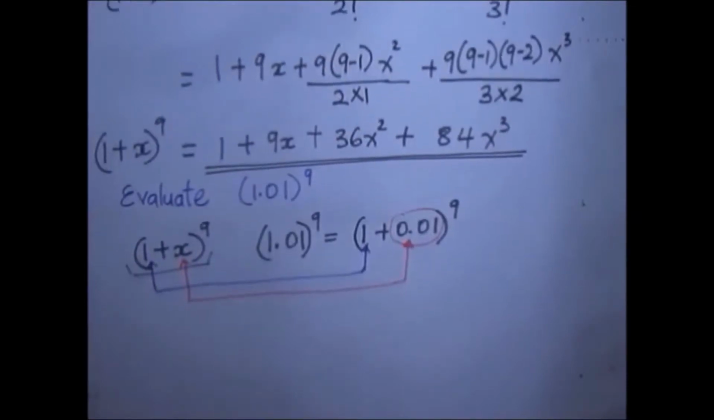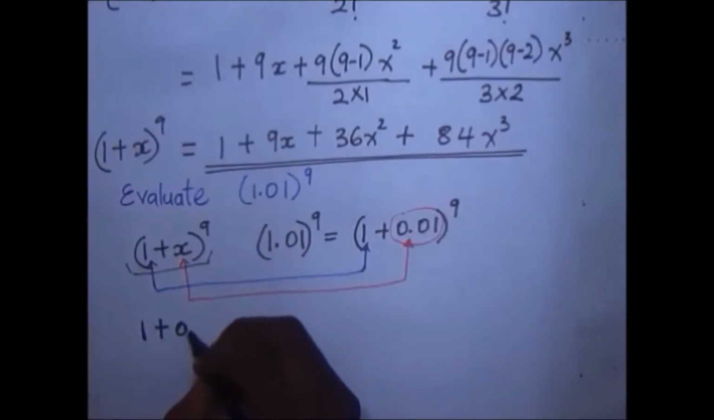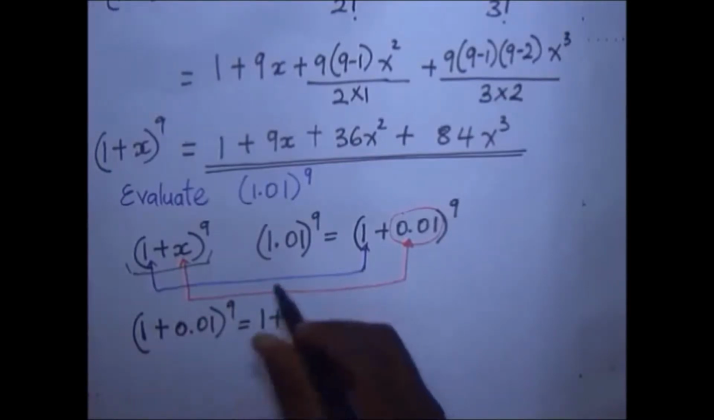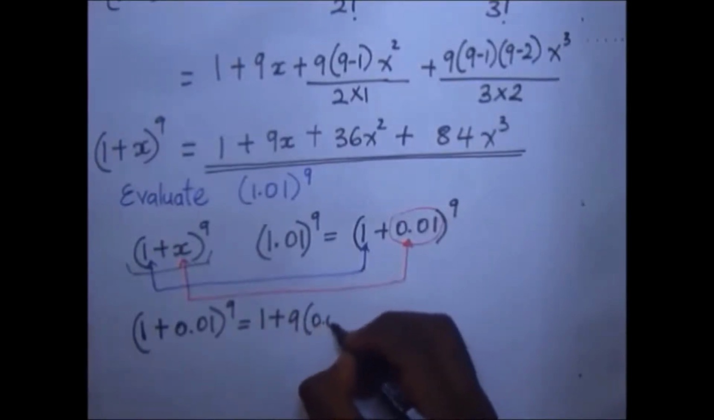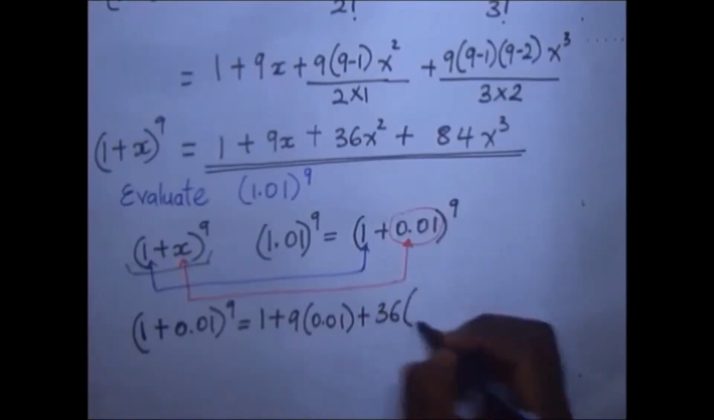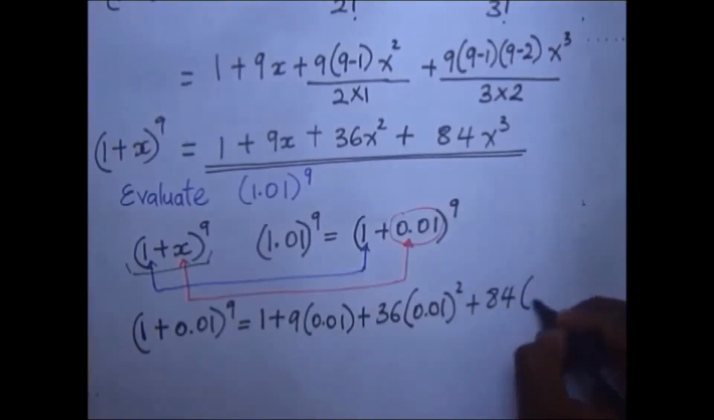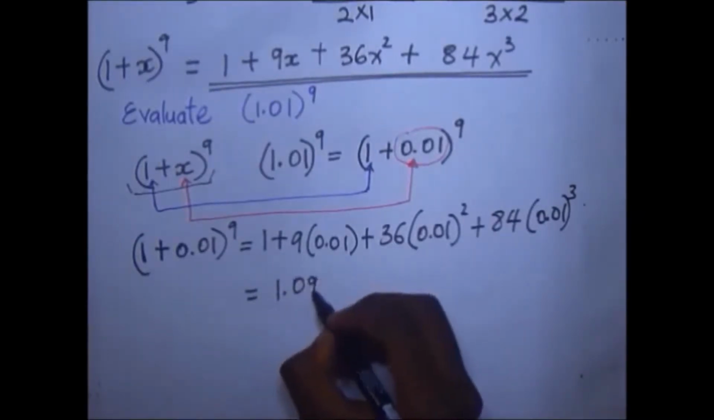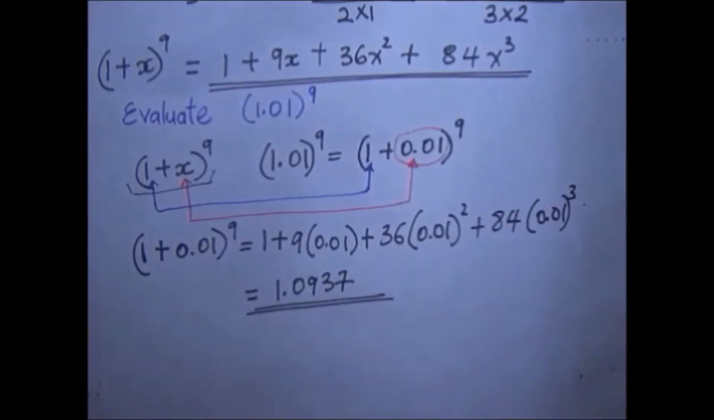So it means in this case, 1 plus 0.01 to the power 9 is simply going to be 1 plus 9x, x is 0.01, so 9 times 0.01, plus 36 into 0.01 squared, plus 84 into 0.01 to the power 3. Our answer here is going to be 1.0937, and that is correct to 4 decimal places. And that is our answer.